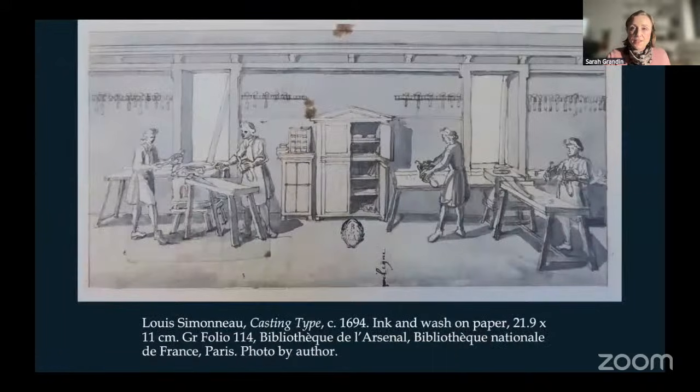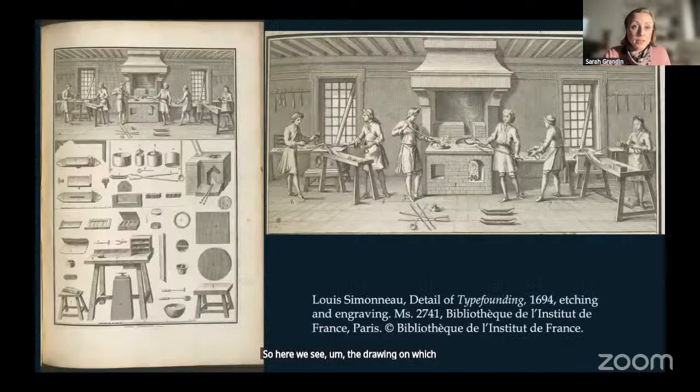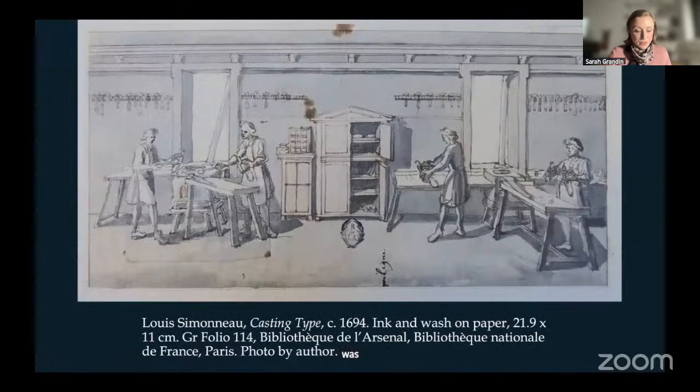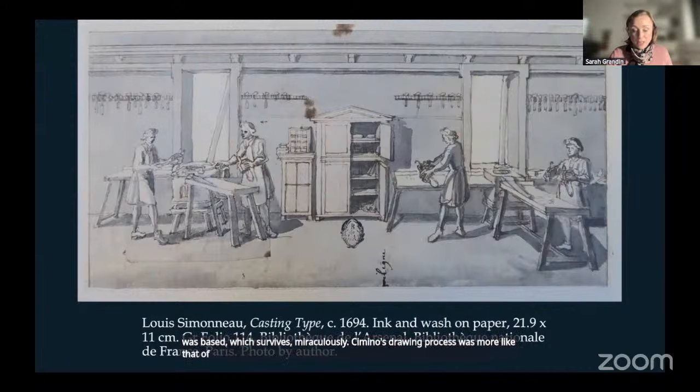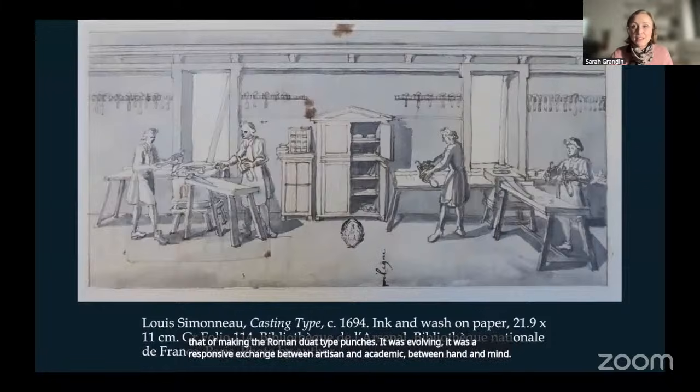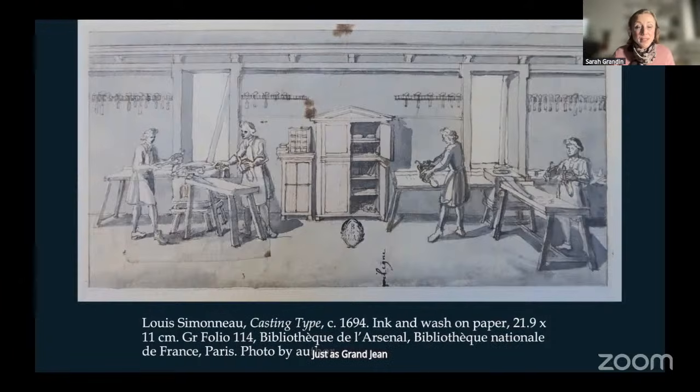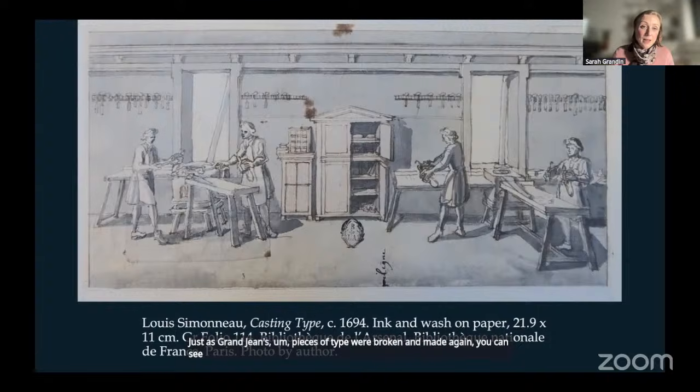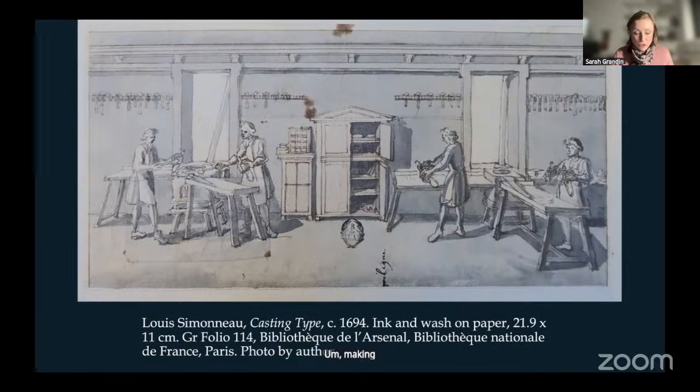So here we see the drawing on which the print was based, which survives miraculously. Simonot's drawing process was more like that of making the Romain du Roi type punches. It was evolving. It was a responsive exchange between artisan and academic, between hand and mind, just as Grandin's pieces of type were broken and made again. You can see Simonot was making amendments to his drawing.